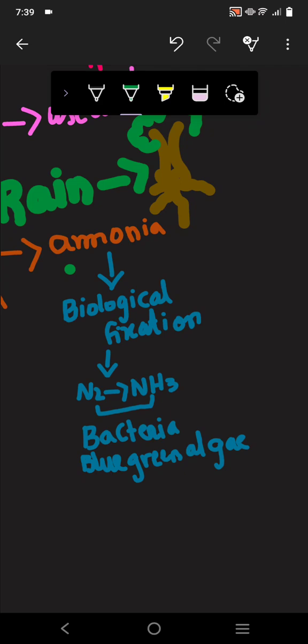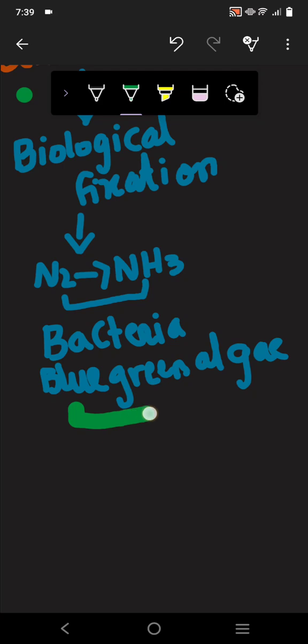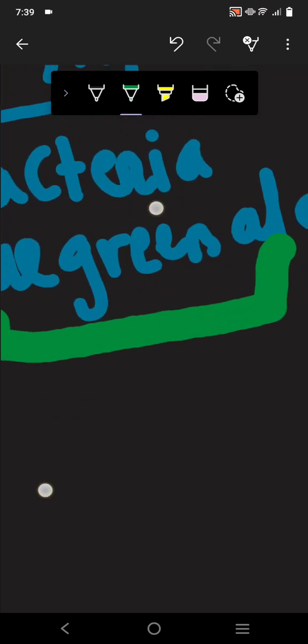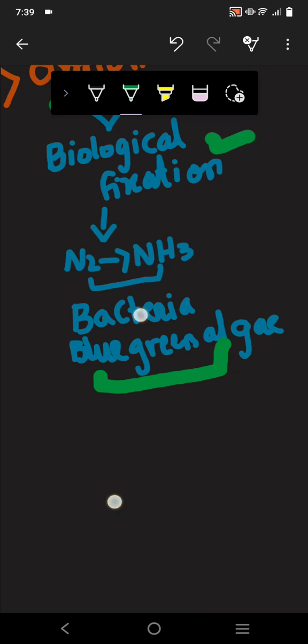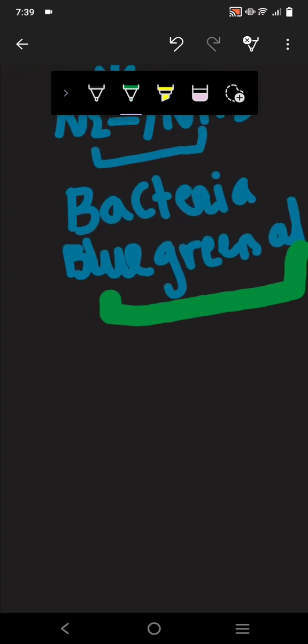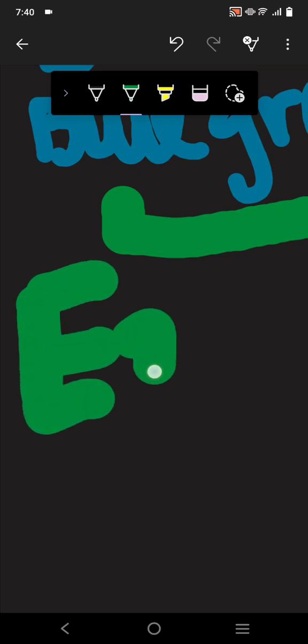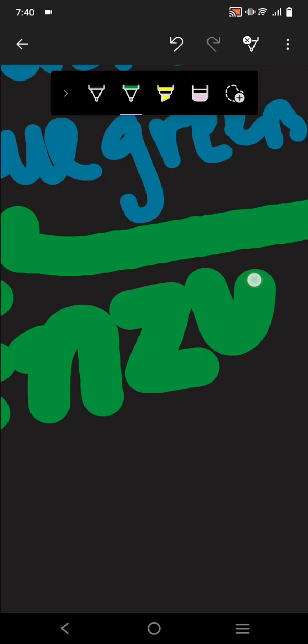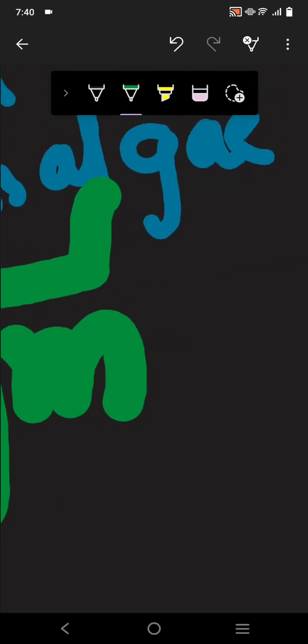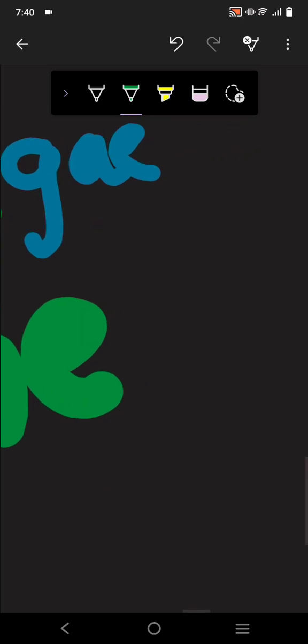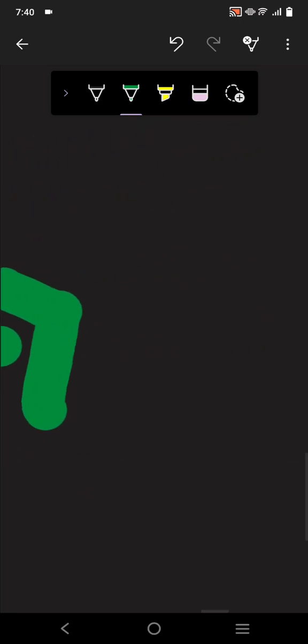So as you have seen, here the blue green alga is another process, lightning is another process, and biological fixation is another process. So now I'm making you understand the second process. Blue green alga converts the nitrogen by using an enzyme. That enzyme is known as nitrogenase.